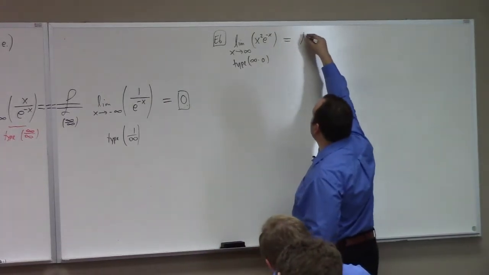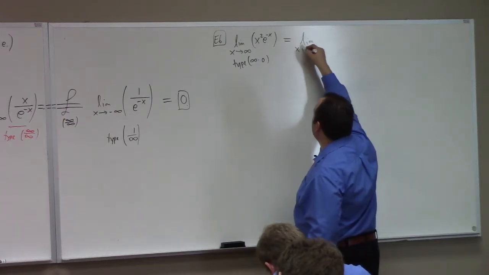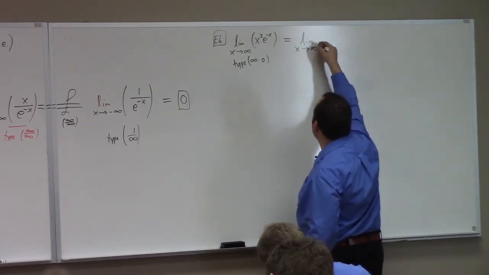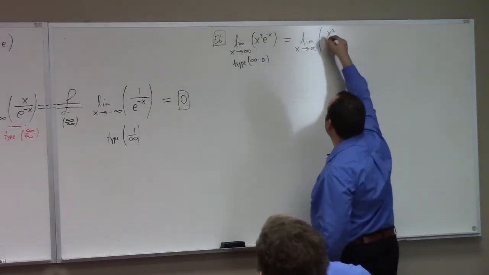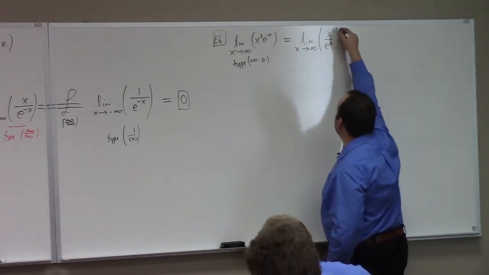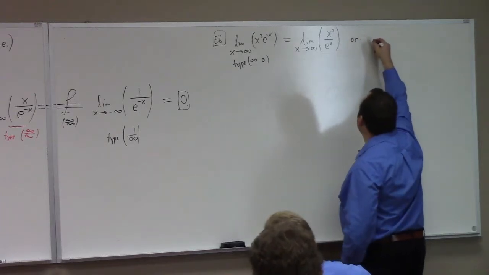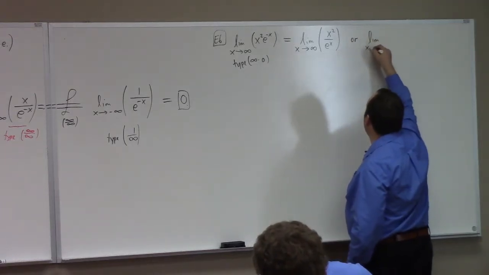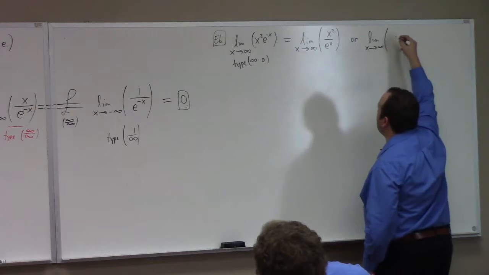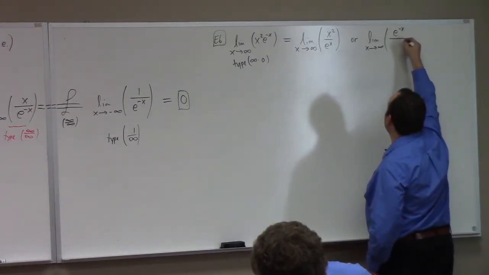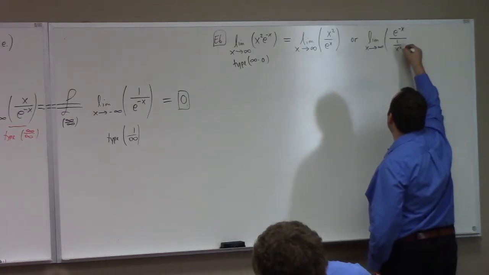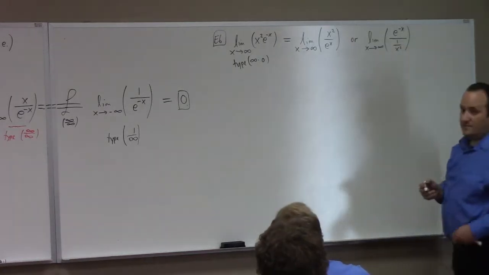And I think the way to do it, I mean, you've got choices, right? Here, I'll show you both choices. The one choice would be to do this: x squared over e to the x. That's the right choice. Or you could leave e to the minus x up there and put 1 over x squared down here. That's another choice.